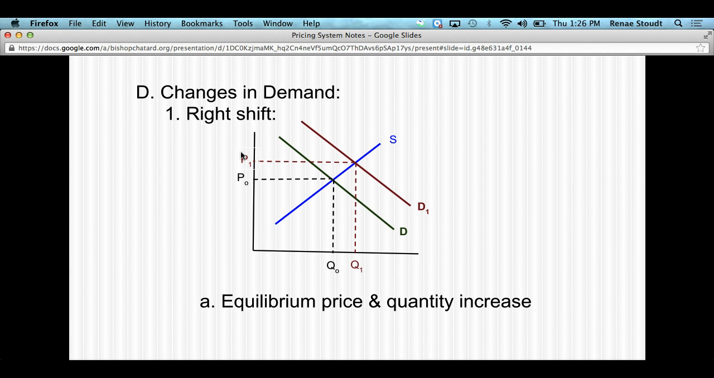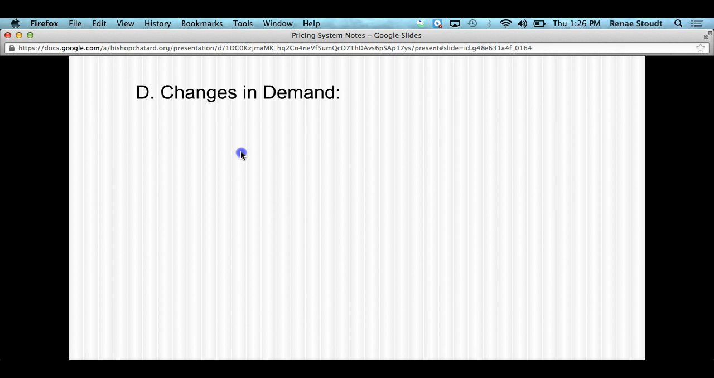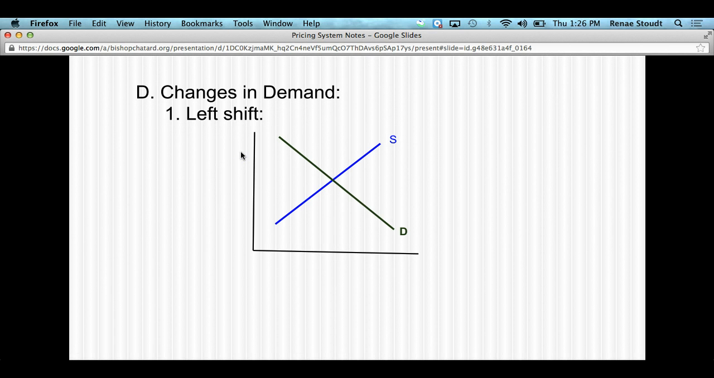Now, we also know that demand can decrease. So, you don't have to write the changes in demand again. I'm just reminding you this is still demand. So, it should be a 2. Sorry, I need to change that. Left shift should be 2. If we have a left shift in demand, we start with our original supply and demand. Here's our original equilibrium price. Here's our original equilibrium quantity. Now we're having a left shift in demand.